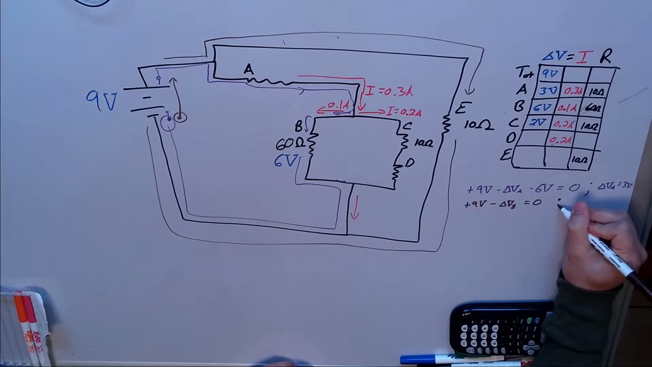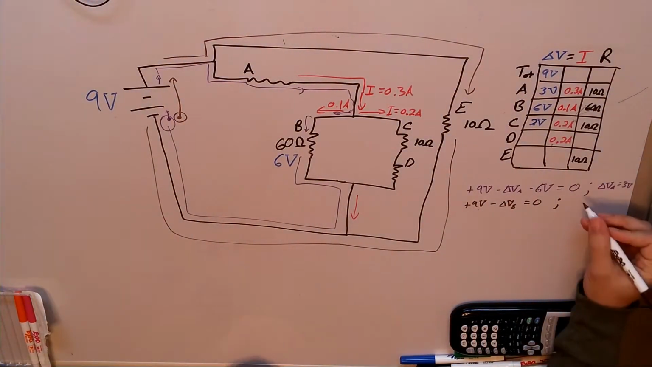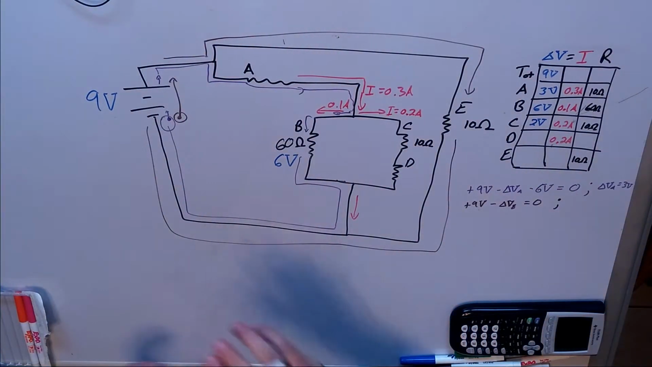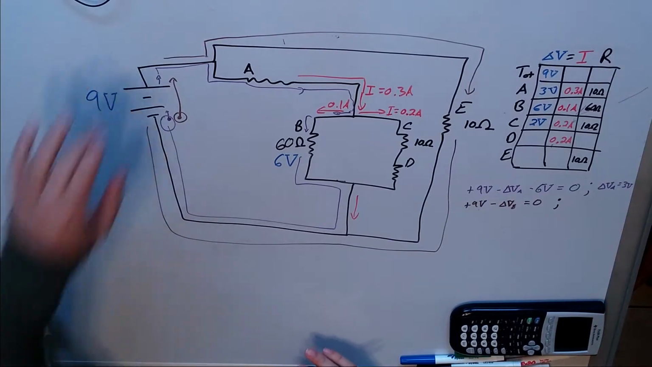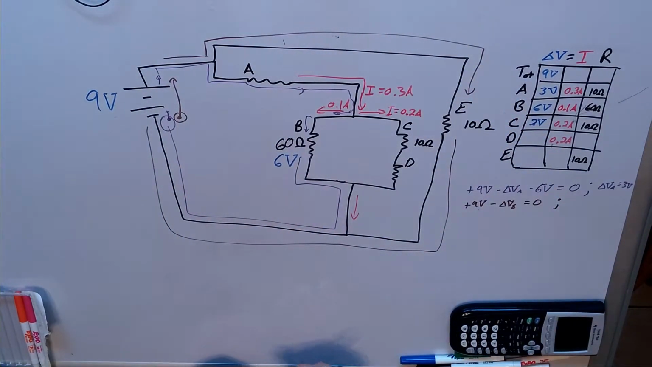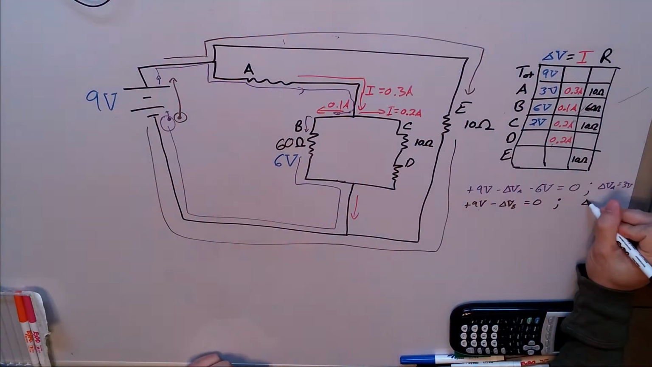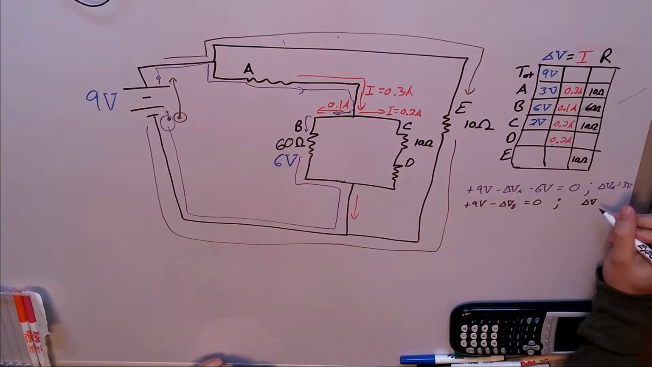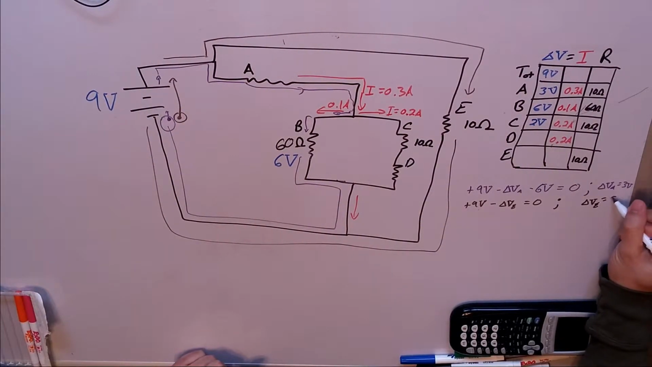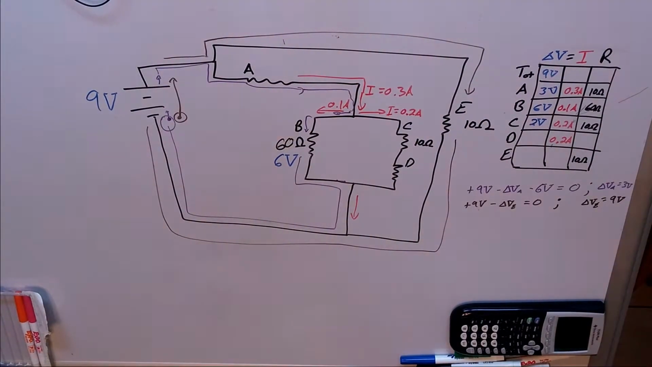So according to loop rule, this must come up to 0. And we quickly find out that E actually has 9 volts across it, the entire potential that is the same as the potential supplied by the battery, because it is basically in its own little branch. Now that does not mean that it has no effect on the circuit, because it will affect how much current is coming out. Let's see, delta VE is 9 volts.